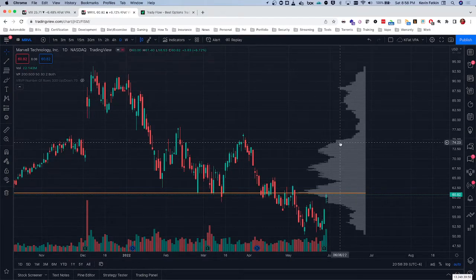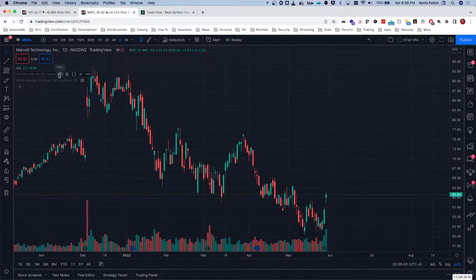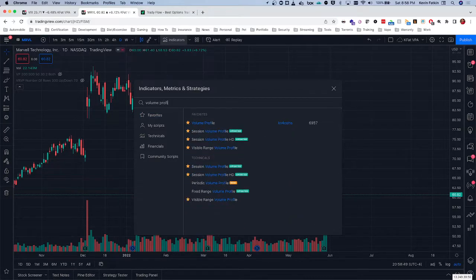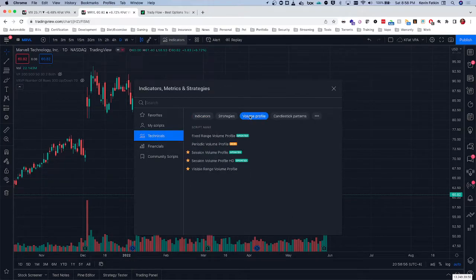This is the free volume profile. Now, if you do pay for TradingView, which I do have a subscription myself, you can go to indicators, where the free one I was just showing you can be found under volume profile, or the paid ones also show up here. You can also go to technicals and choose volume profile, and there's a couple different types.